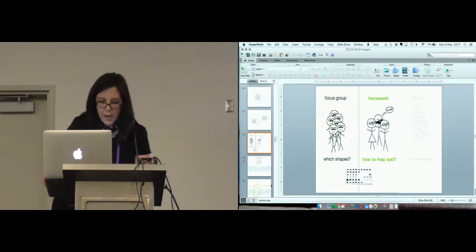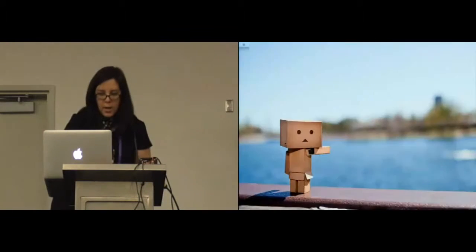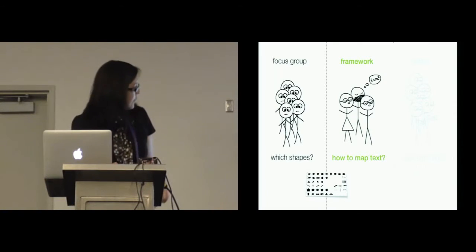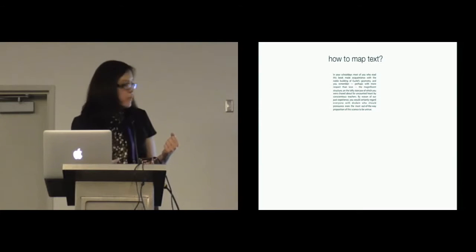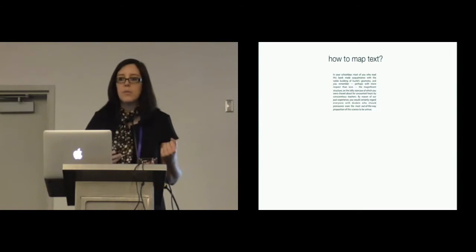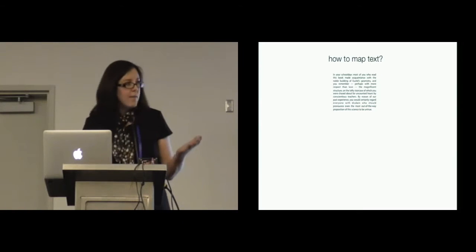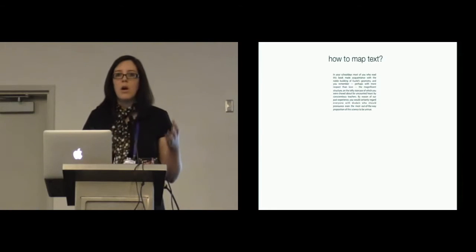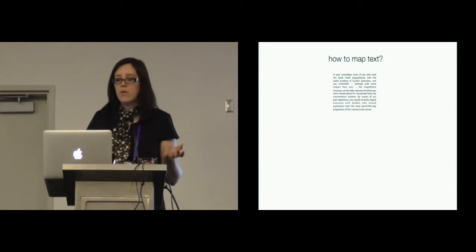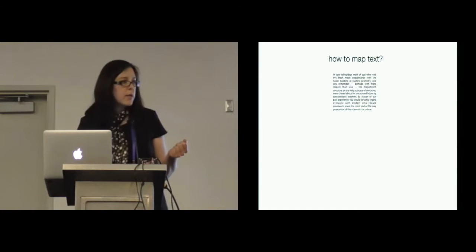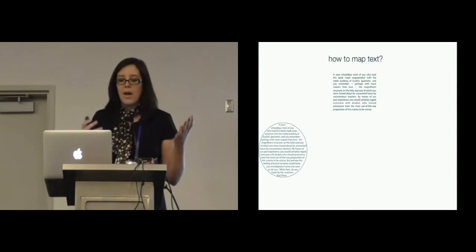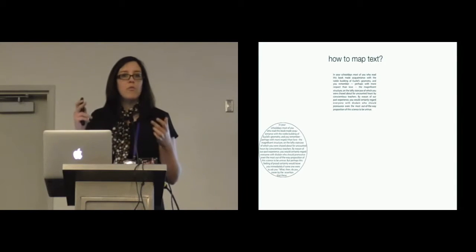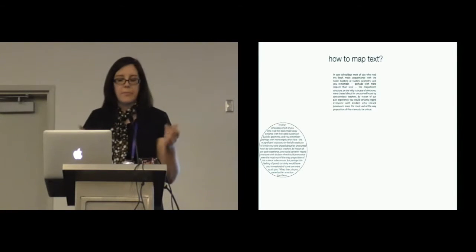Okay, so once we had this set of shapes, the next question that we wondered about is how we are going to map text onto these shapes. If we come back to the original text that I presented at the beginning, we have this text which is in a rectangle. How are we going to map it to something that is a circle? There are different ways of doing it. We can just map it as it is: as soon as there is no more room, you return to the line, and that's it.